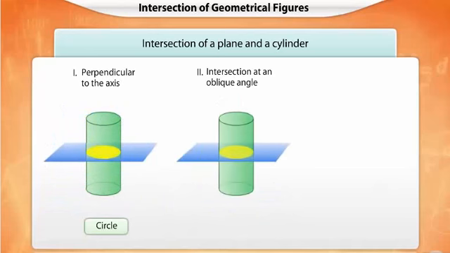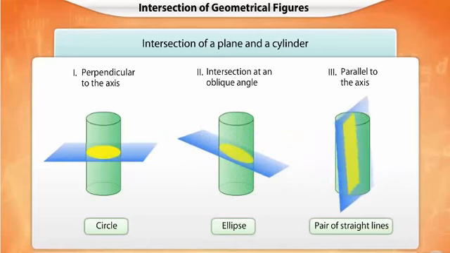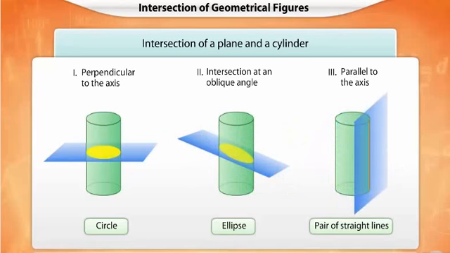If the cylinder and the plane intersect at an oblique angle, the cross-section resembles an elongated circle known as an ellipse. If the plane is parallel to the axis of the cylinder, the cross-section is given by a pair of straight lines. If the plane is tangent to the cylinder, a single line is produced.